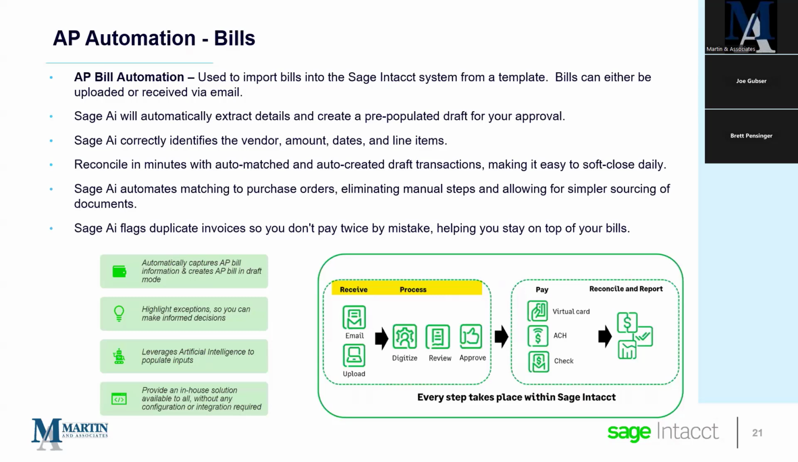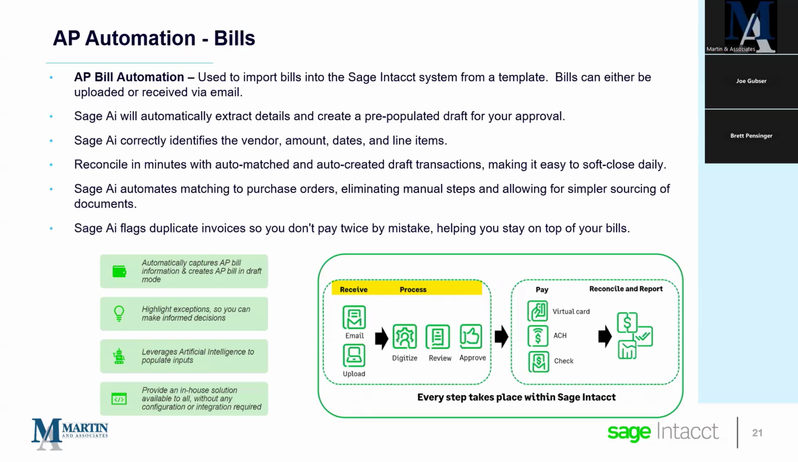Let's talk about a little bit of automation, and then we're going to wrap it up here and get into the demo. So AP bill automation is available, and that's used to import bills into your Sage Intacct system from a template. The bills can either be uploaded or received via email.